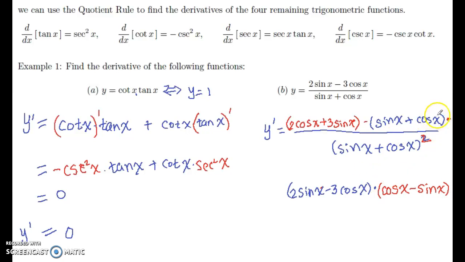Make sure you know this piece is over here behind the minus sign. So you verify it: derivative of the numerator times the denominator, subtract numerator times derivative of the denominator, all over the denominator squared. So that is part B.